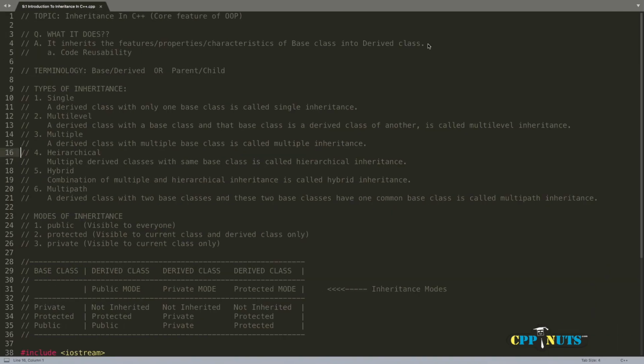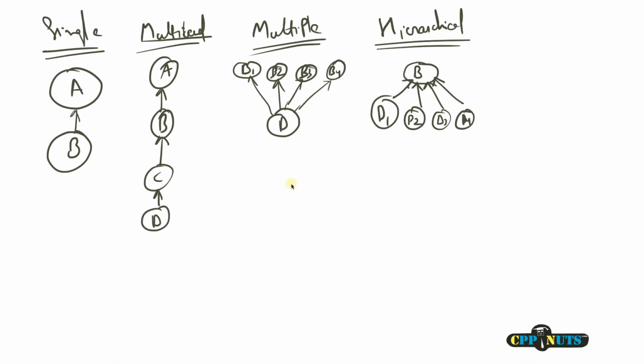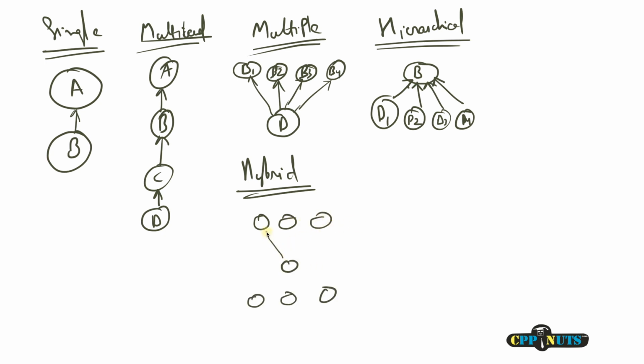Let's look at the fifth one. It is hybrid inheritance. It is the combination of multiple and hierarchical inheritance. As you can see, if you go for a combination of multiple and hierarchical, it would look something like this. So hybrid would be the combination of this one and this one. Let me draw the combination. This one is inheriting this one, and this one, this one.